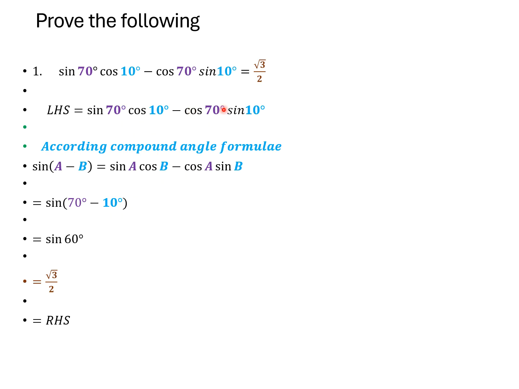Sine cos, cos sine means I'm going to use the compound angle for sine. So we should know when we expand sine A minus B, it becomes sine A cos B minus cos A sine B. So look there: sine A, sine 70; cos B, cos 10; cos A, cos 70. So you see there, they're the same, and sine B is the same as sine 10. So I can reduce it, and it becomes sine of 70 minus 10 degrees according to the formula. 70 minus 10 gives me 60, and the sine of 60 equals square root 3 over 2, which equals my right-hand side.